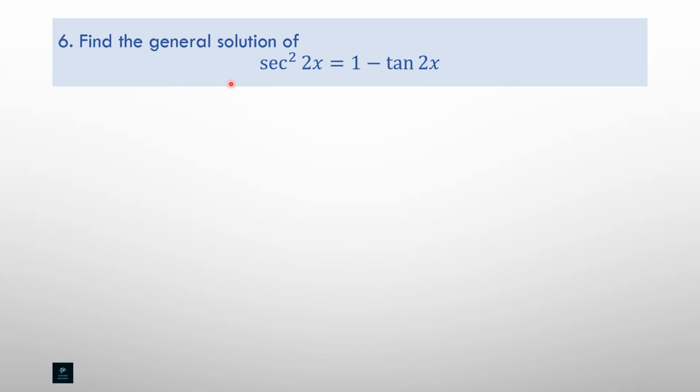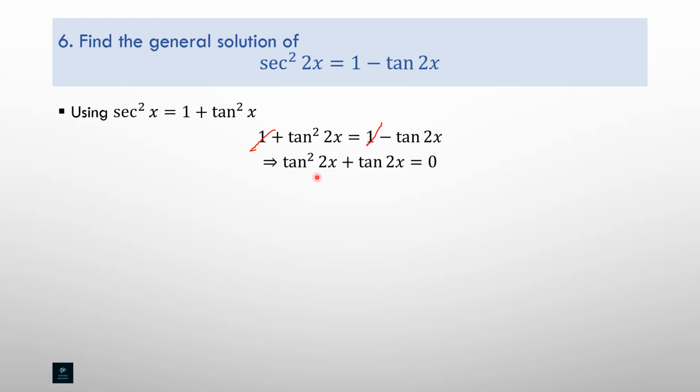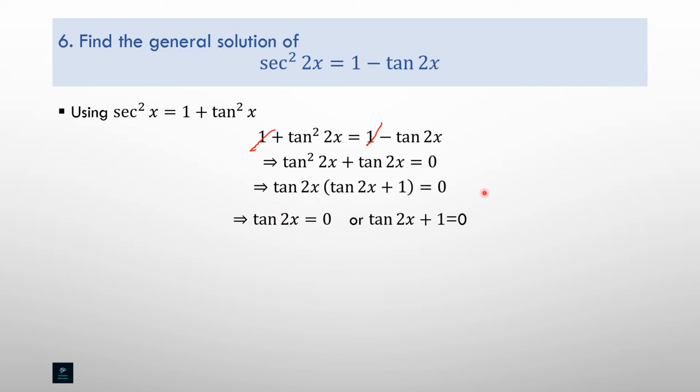In this example, we will find the general solution of sec square 2x equal to 1 minus tan 2x. Now we know that sec square x is equal to 1 plus tan square x. Therefore, we get from this equation 1 plus tan square 2x equal to 1 minus tan 2x. Now 1 and 1 get cancelled, and we bring tan 2x on the other side, and we get tan squared 2x plus tan 2x equal to 0. This means that tan 2x times (tan 2x plus 1) is equal to 0, and this means that either tan 2x is equal to 0 or tan 2x plus 1 is equal to 0.